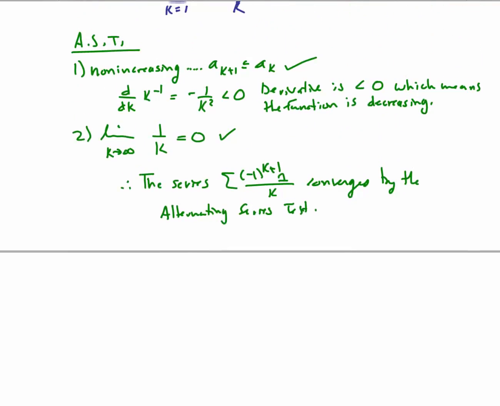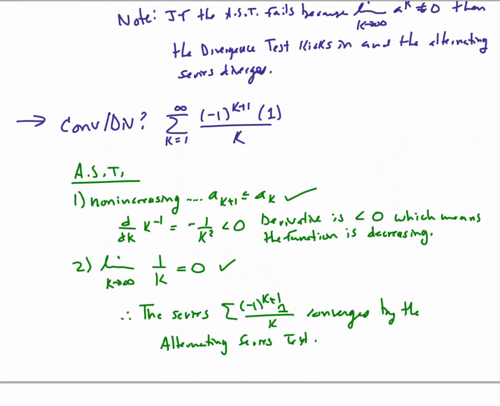This is kind of interesting. I don't know if you caught this or not. We have here that this series converged, but if you remember, if I just look at 1 over k, this is a divergent harmonic p series. So what we have here is the alternating harmonic series converges, whereas the non-alternating diverges. So that's kind of interesting.